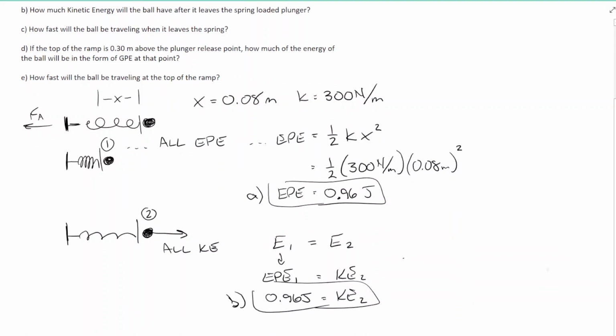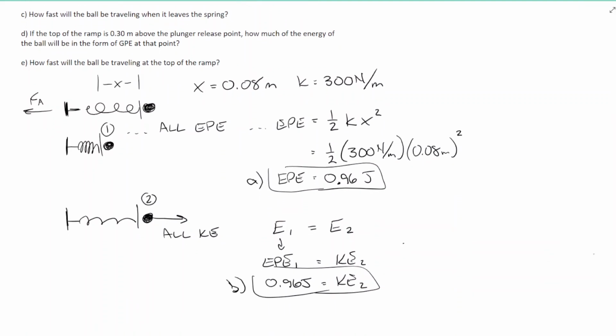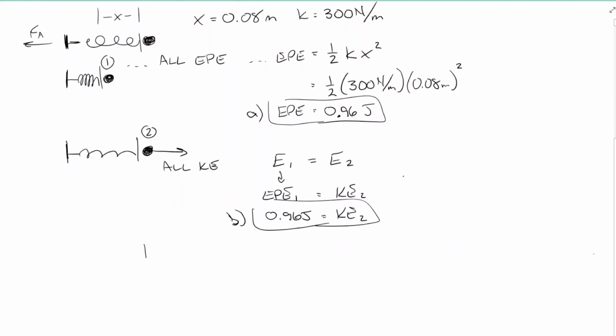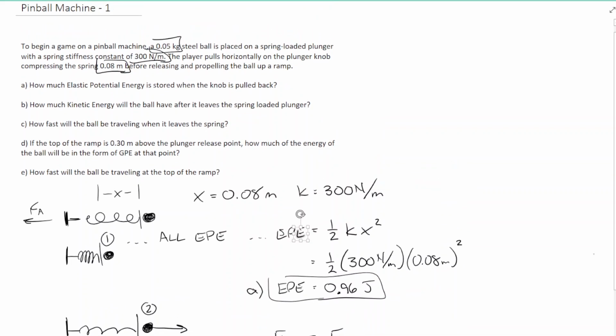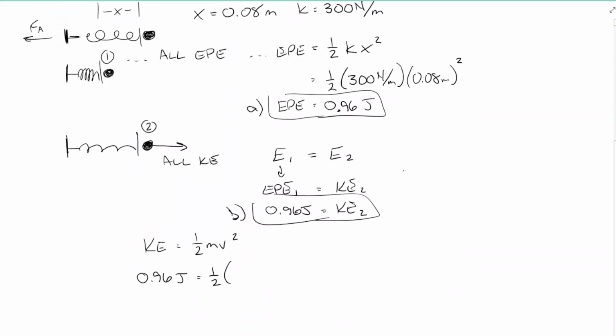Which leads us to part C. How fast is the ball traveling? If that is the kinetic energy, and we know that kinetic energy is equal to 1/2 m v squared, now we can plug in: 0.96 joules is equal to 1/2. They give us the mass of the ball, right? The mass of the ball is 0.05 kilograms or 50 grams. I'm just going to put the units in here, and we're trying to solve for v.